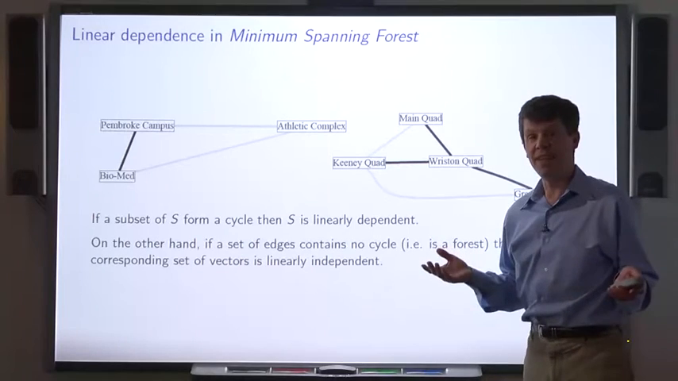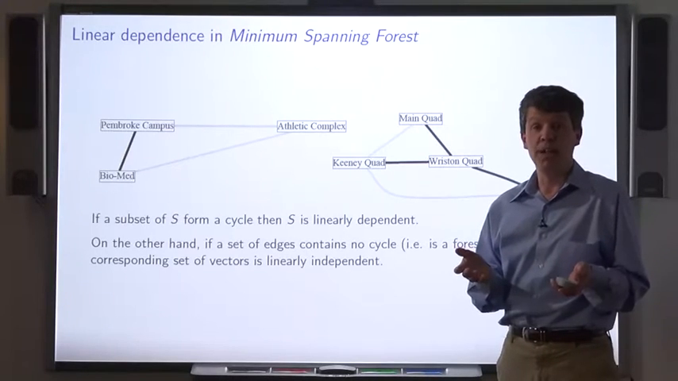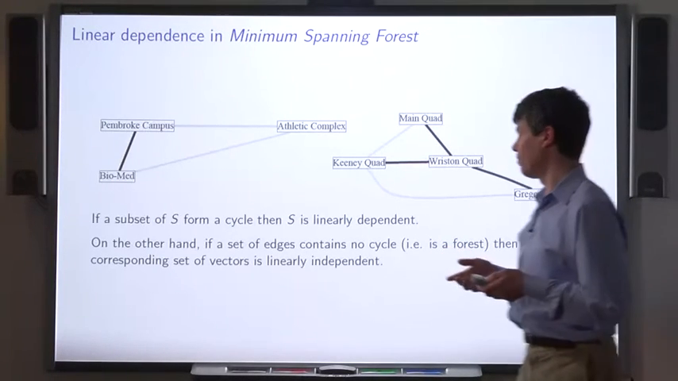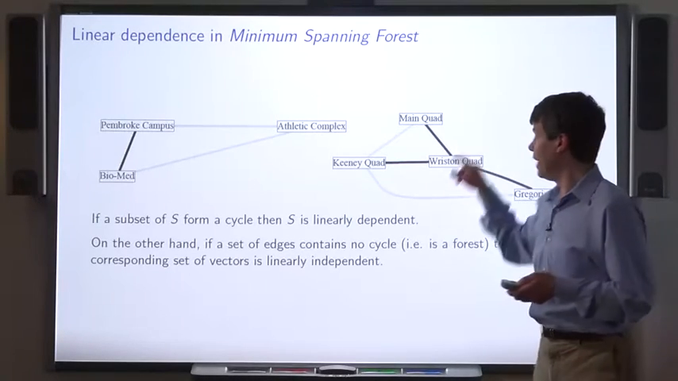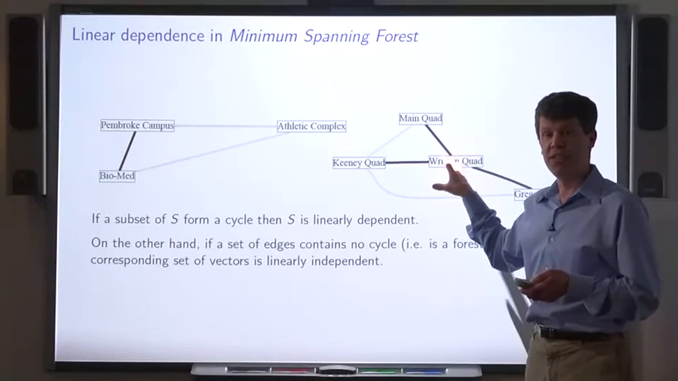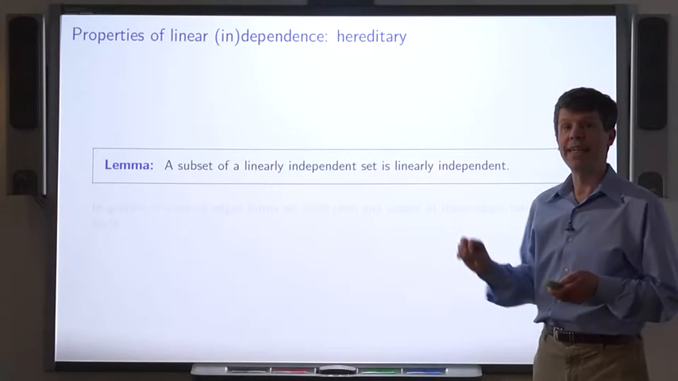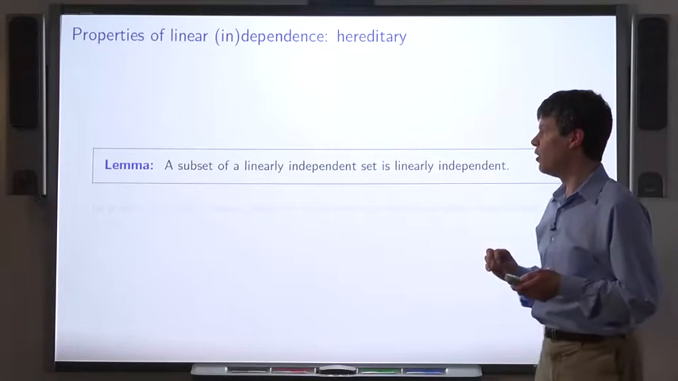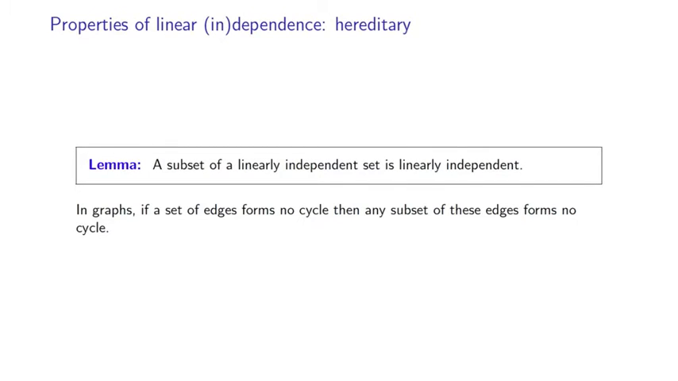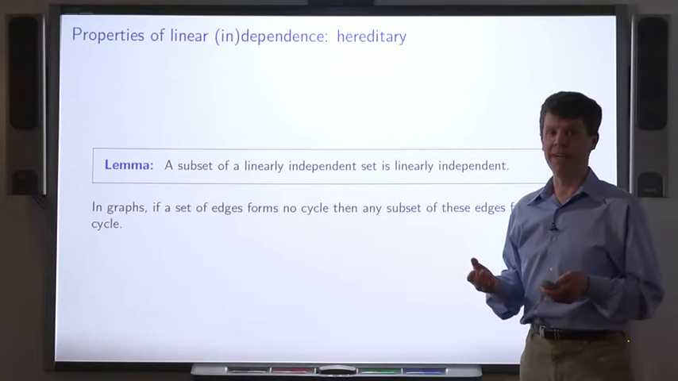On the other hand, if a set of edges contains no cycle, that is, if it's a forest, then the set of edges corresponds to a linearly independent set of vectors. In this case, the dark edges form a forest. There are no cycles. So the corresponding set of vectors is linearly independent. In general, a subset of a linearly independent set is a linearly independent set. In the case of graphs, if the set of edges forms no cycle, then taking away edges from that set, you still can't form a cycle.